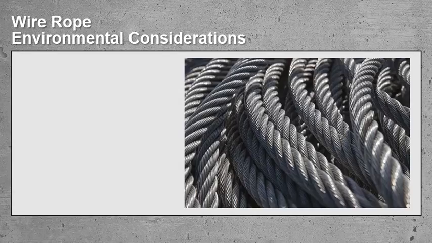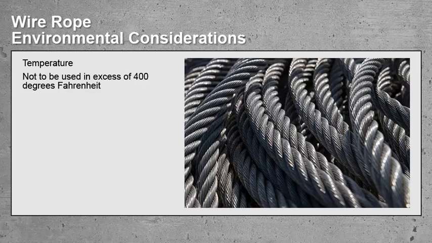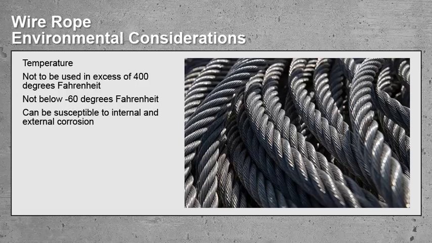When considering the use of this type of sling, you must consider the environmental factors. These slings should not be used in temperatures exceeding 400 degrees or below minus 60 degrees Fahrenheit. They can be susceptible to both internal and external corrosion. Also, depending on the configuration, they can have low fatigue resistance, so be mindful of the configuration before using in a harsh environment.